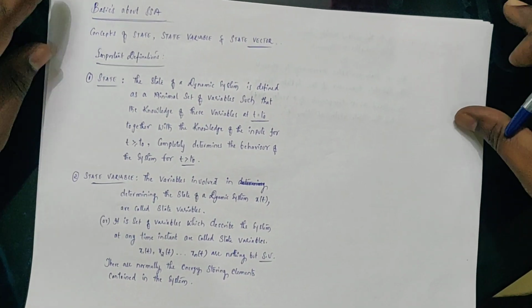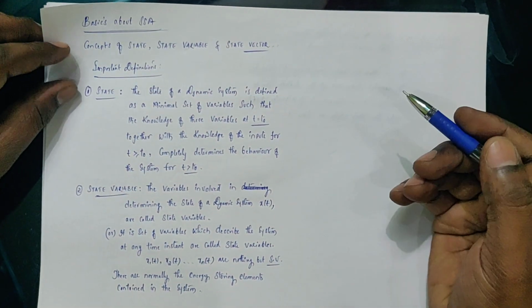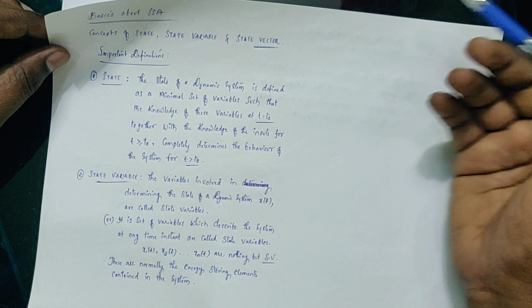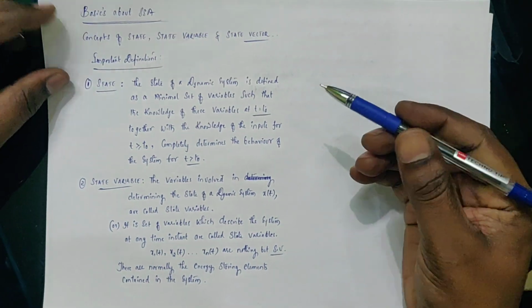Some of the important definitions in state space analysis are state, state variable, and state vector. Let's see what is state.